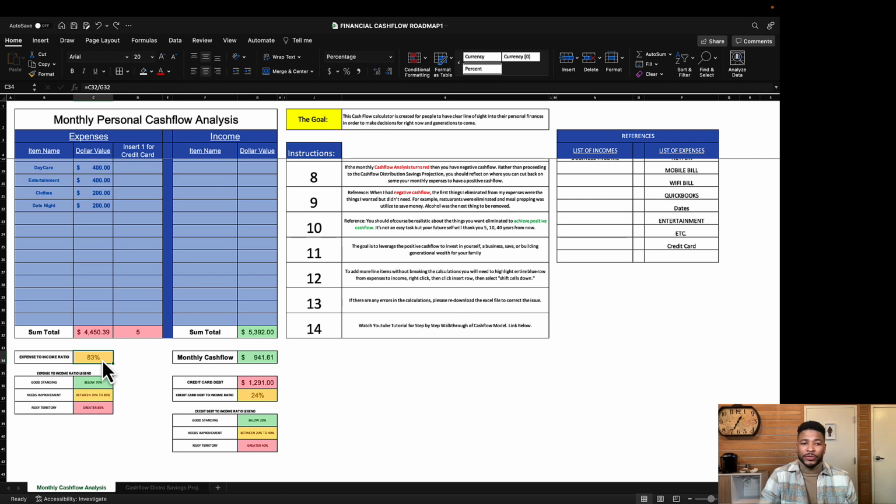And then our expense to income ratio is 83%, which means that 83% of our income is spent on expenses. Now, it also needs improvement. It's not bad, but we really want to be below 70% because then we can allocate at least 30% into different investment and savings vehicles, right?